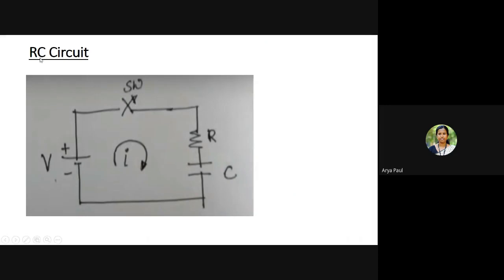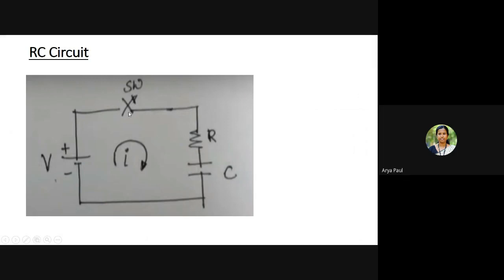RC, here R stands for the resistor and C stands for the capacitor. So it consists of a series of elements. That means resistor R and capacitor C are connected in series. This is generally referred to as an RC circuit. And across this RC circuit, you can see a voltage is applied.